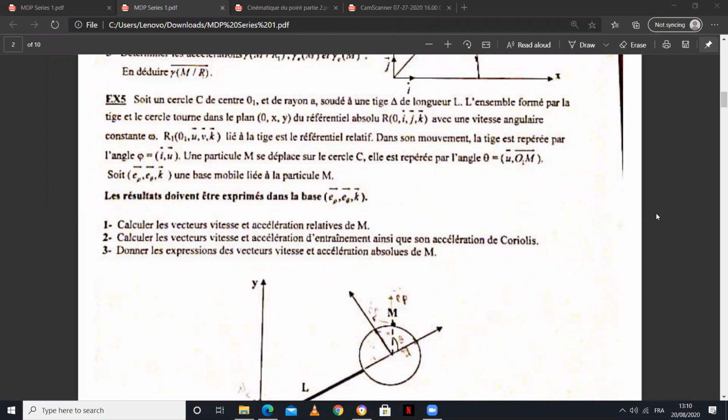For us to calculate vitesse, vector vitesse relative de M, what vector position are we going to use? Is it going to be Zm? Is it going to be Vk? Is it going to be Fj? Is it going to be Do? What's it going to be? According to the question, the énoncé, and also the figure, what's our vector position going to be for us to calculate la vitesse relative de point M?